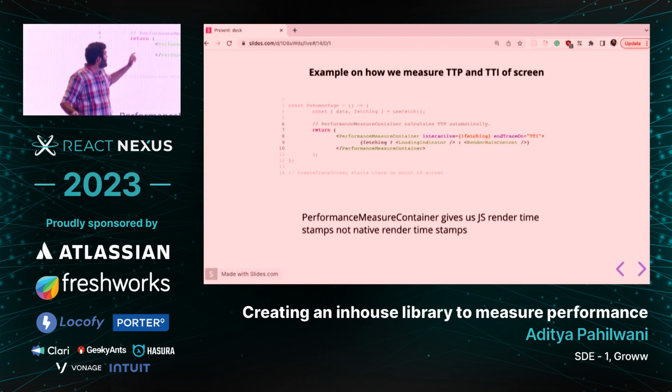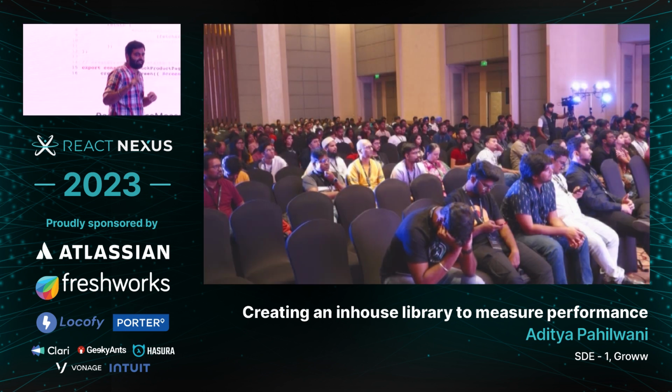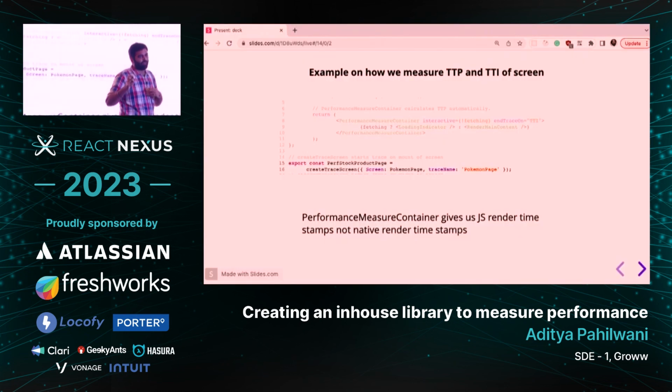And performance measure container will also calculate the TTP within it. We don't need to calculate it manually. Next, we export our screen with create trace screen. We pass our component and also the name of our trace. Behind the scenes, it will create a context and drill down the trace instance, which will be consumed by the React tree.